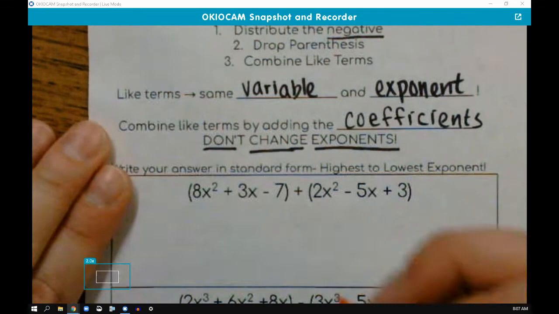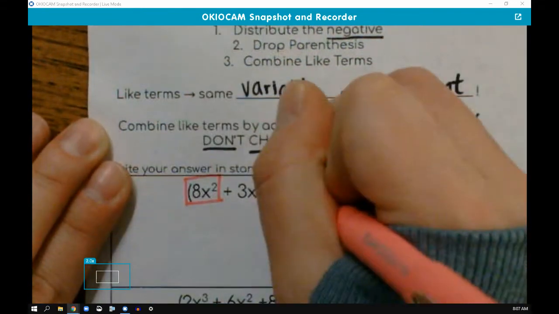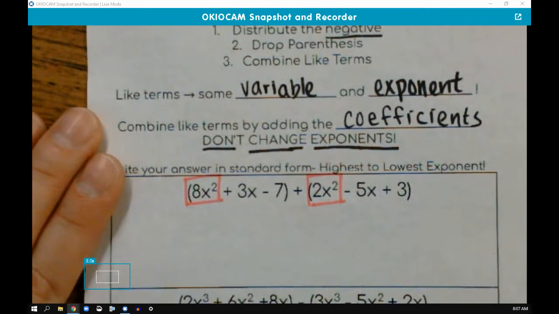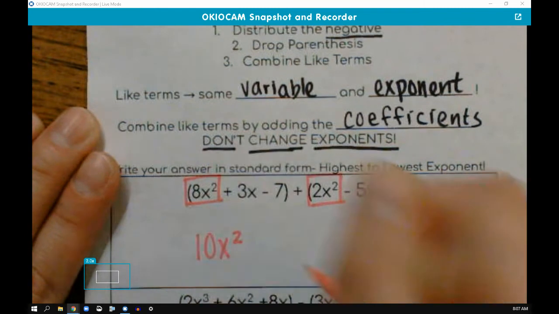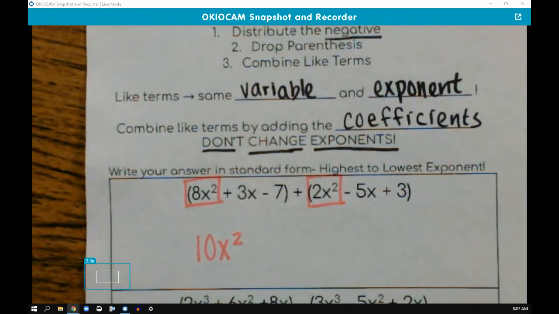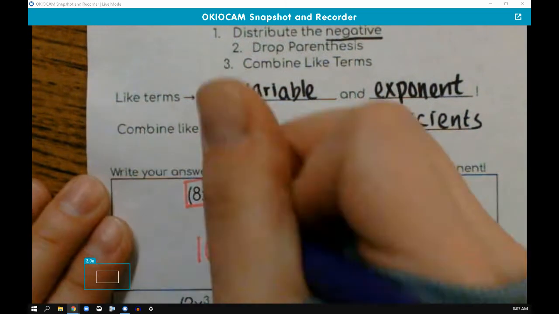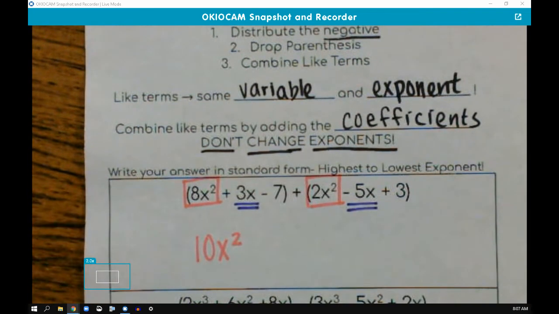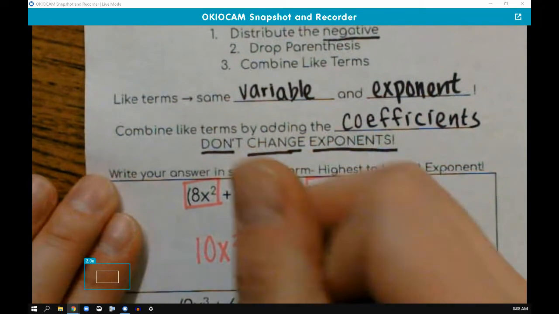We are going to go from highest to lowest exponent. First thing I've got is this 8x squared. And that can get combined with this 2x squared. So 8x squared plus 2x squared is 10x squared. Okay. Next one I've got is just my x's, my x to the first power. I've got 3x, and I've got negative 5x. This is where you have to be careful. You can think about it as 3 plus negative 5 or 3 minus 5. Either way, it ends up being negative 2x.